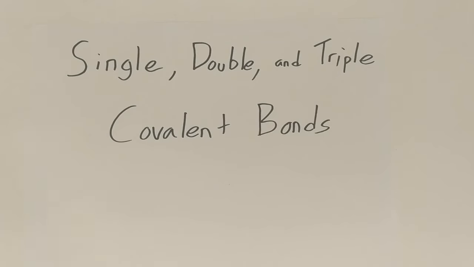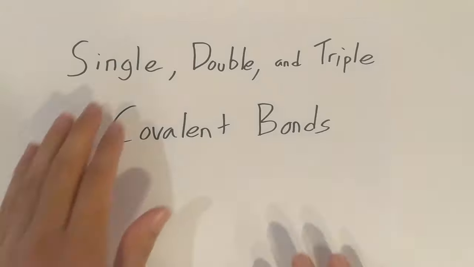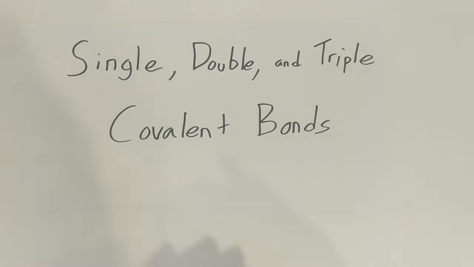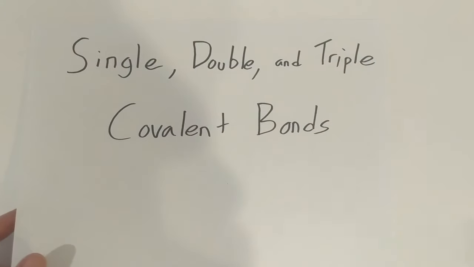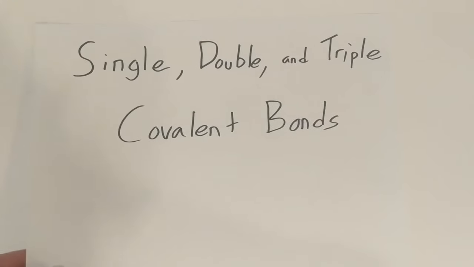In this video, we're going to be talking about types of covalent bonds: single covalent bonds, double covalent bonds, and triple covalent bonds. What these are referring to, single, double, and triple, is how many electrons an element is putting into that bond. So our first example is going to be of a single bond.